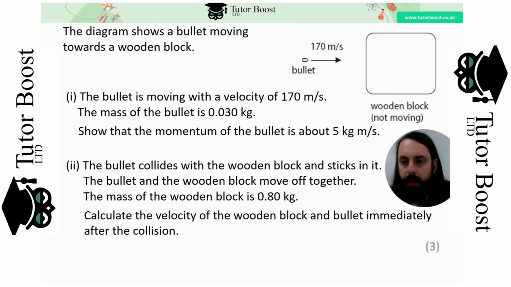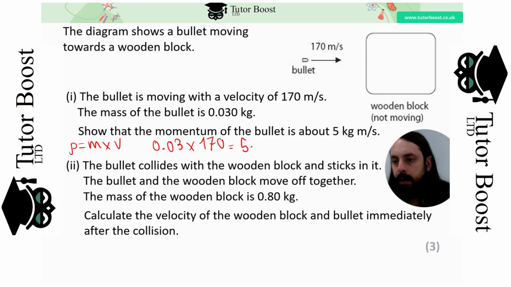We do momentum, always write the equation. Remember that you can get marks if you write the proper equation. Momentum equals mass times velocity. The mass is 0.03 times 170. That's about 5.1 kg meters per second, which is about 5 kg meters per second.